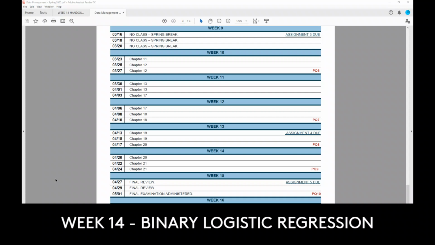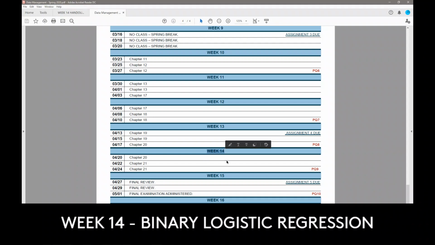Before I get started on the handout overview, I want to go ahead and just review the course schedule. Okay, this is where we're at here. We will be covering binary logistic this week. What you have coming up is Pop Quiz 9 on Friday, 4/24. And on the 27th, Monday, you have your final assignment due. Then you have your last pop quiz, Friday, May 1st.